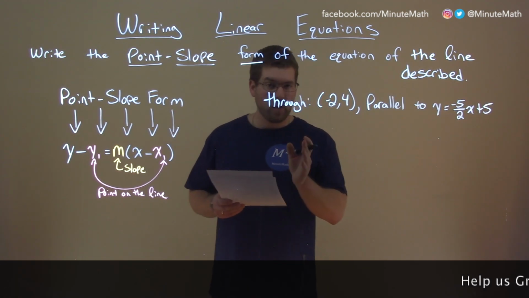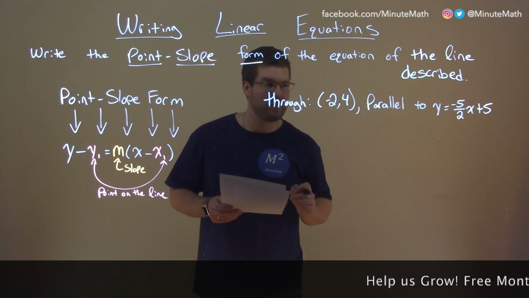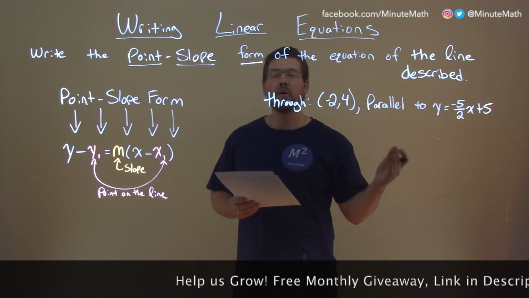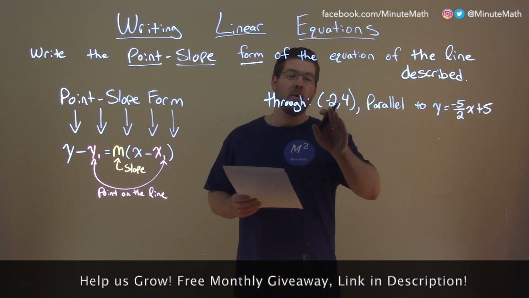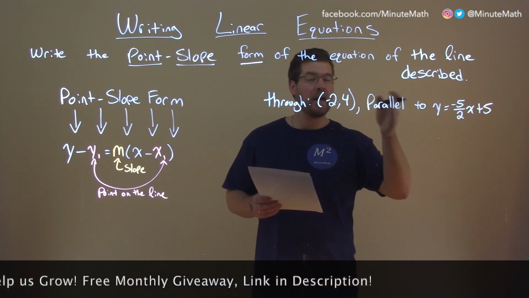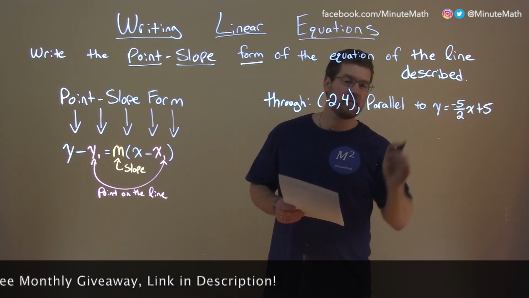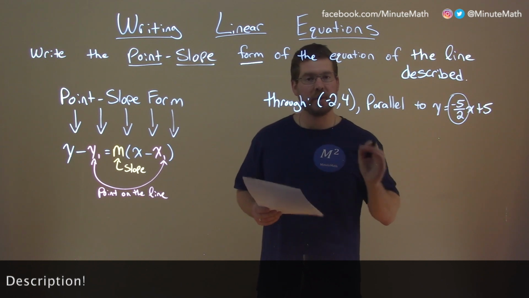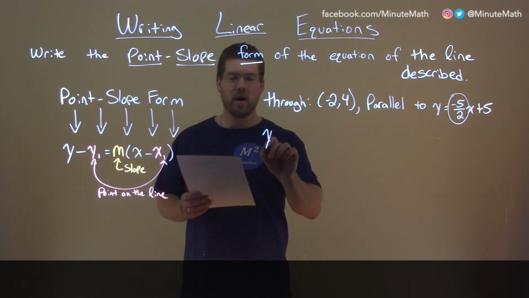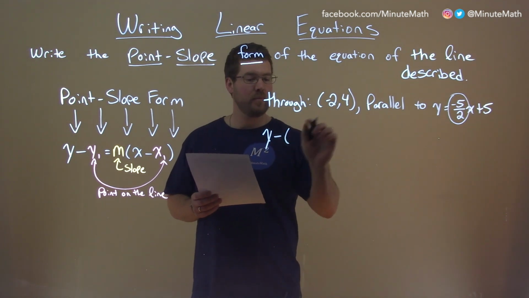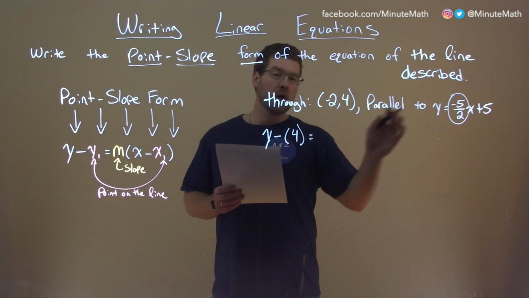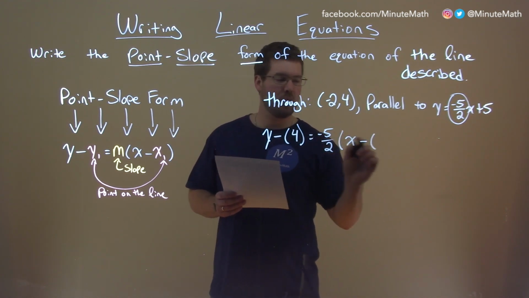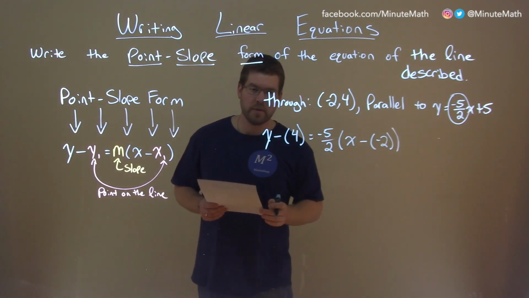I was given this equation or problem here through -2, 4, and our line's parallel to y equals -5/2 x plus 5, and we want to write this in point-slope form. We have a point, we need a slope. We have a line, and they tell us our line is parallel to this line. This line has a slope here of -5/2. Now we have all the information we need. Let's use our formula. Y minus y1, which is 4, equals our slope here, -5/2, and then x minus x1, -2. Be careful with the double negatives.